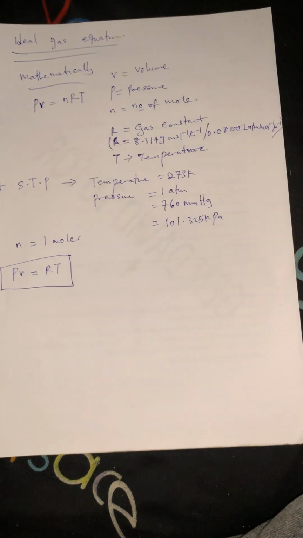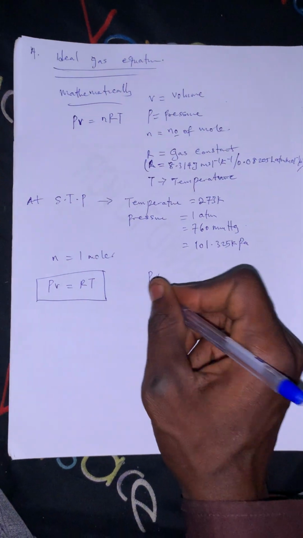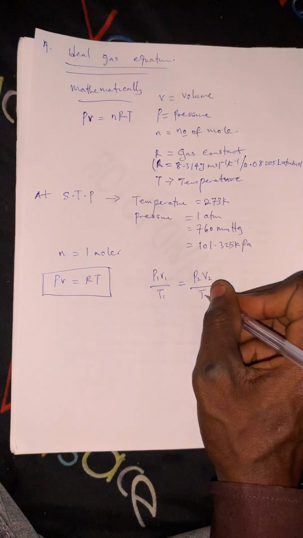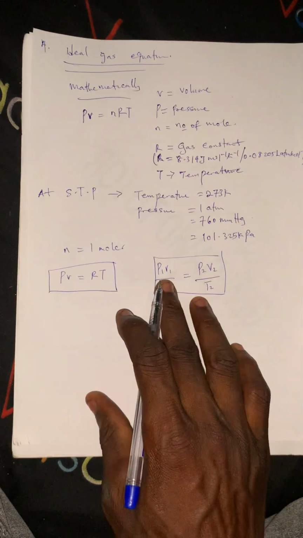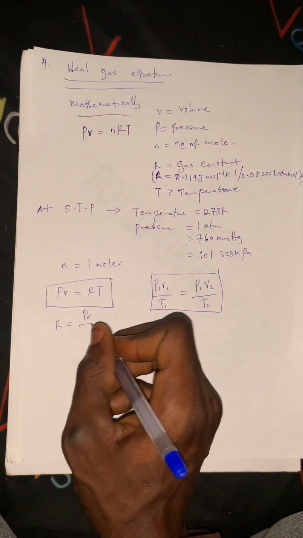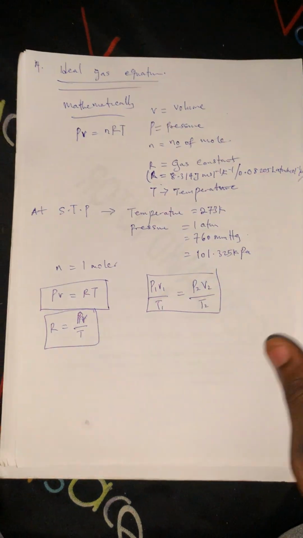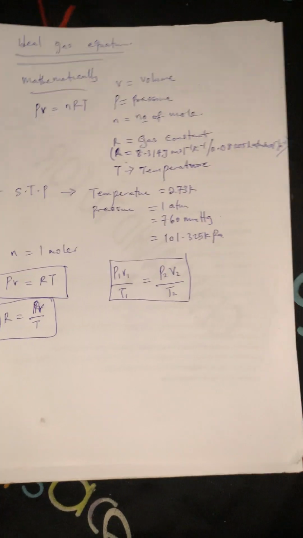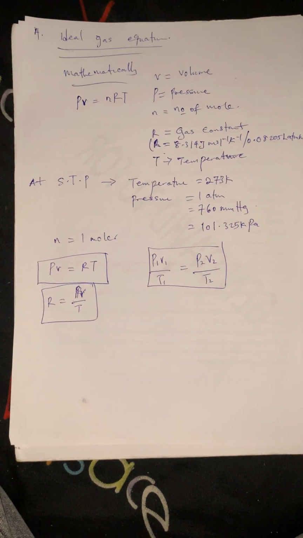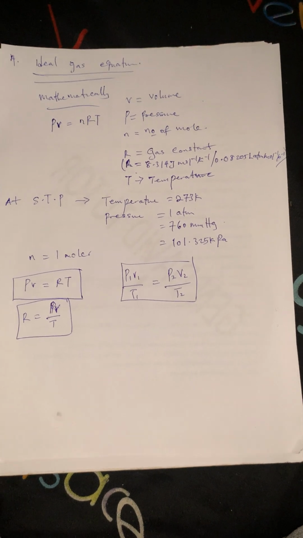Now, from this equation, we can still generate the combined formula that says P1 V1 over T1 to be equal to P2 V2 over T2. Because at 1 mole, don't forget I said your R is the gas constant. So R can be PV over T. And since this is the constant, if you have more than 2, you can have it to be P1 V1 over T1 equal to P2 V2 over T2.